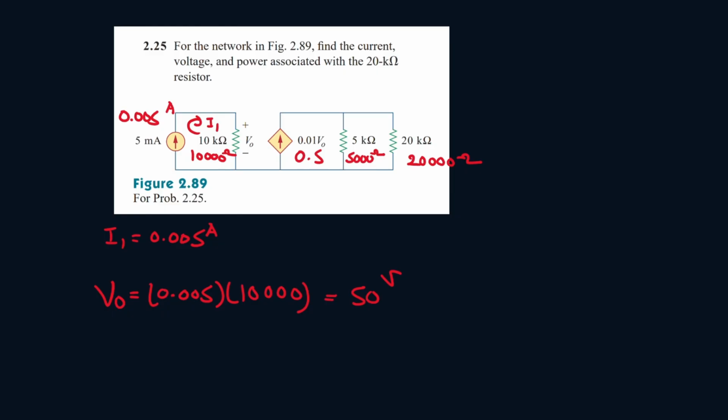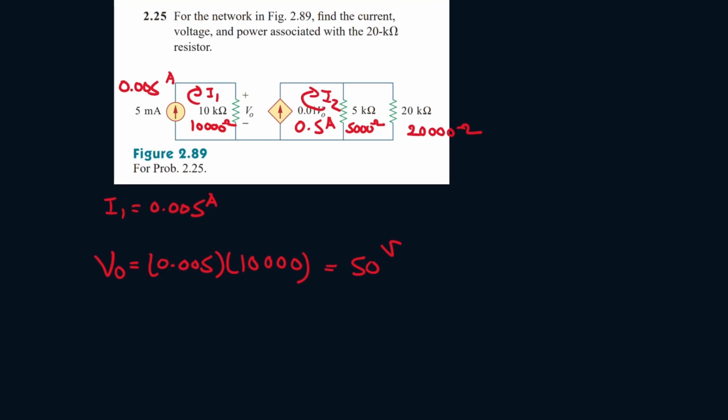Okay. Now we can do a mesh here. Let's call it I2. And we can already see what I2 will be equal to. I2 will be equal to 0.5 amps because it passes along a dependent current source. So that just leaves us with this portion of the circuit. So let's call this I3, and let's write the equation for I3. Let me erase all of this.